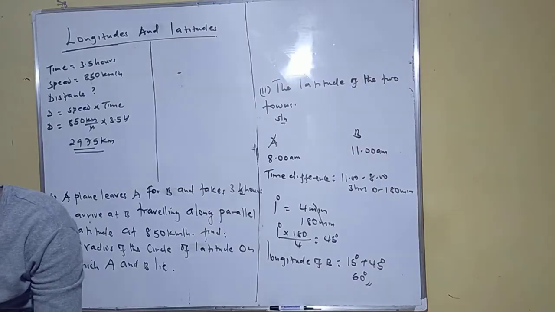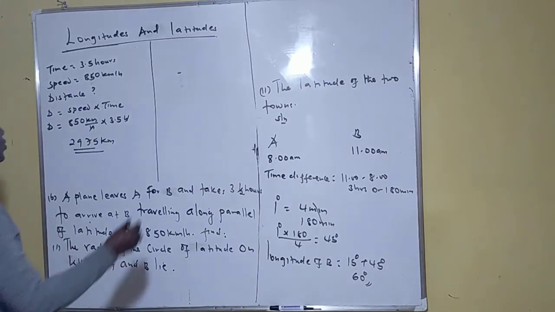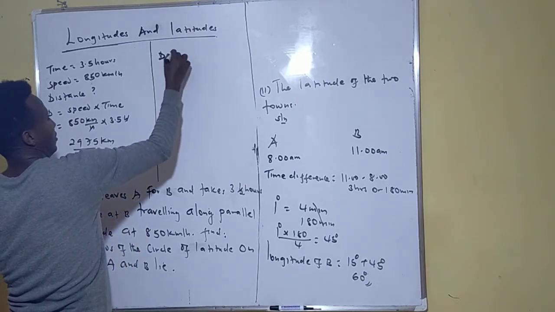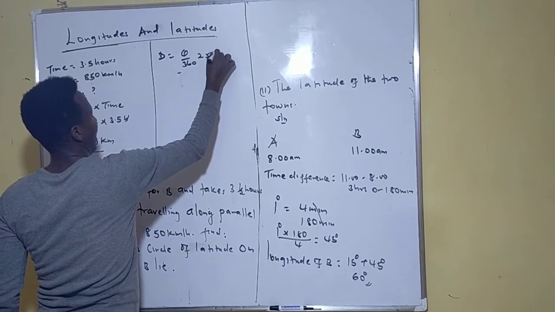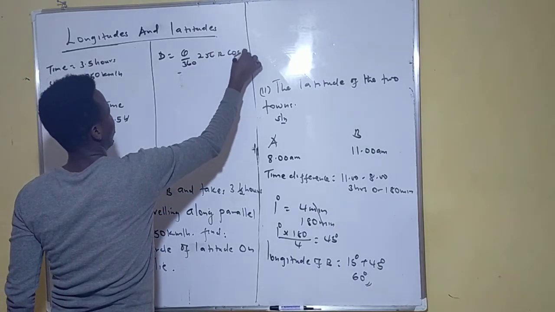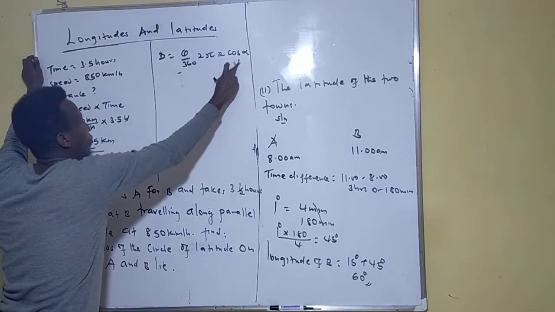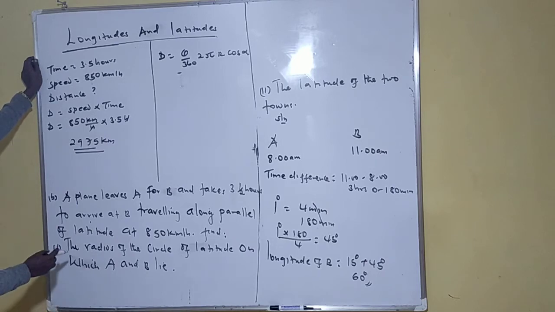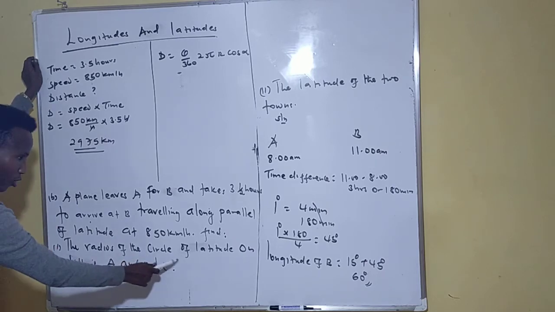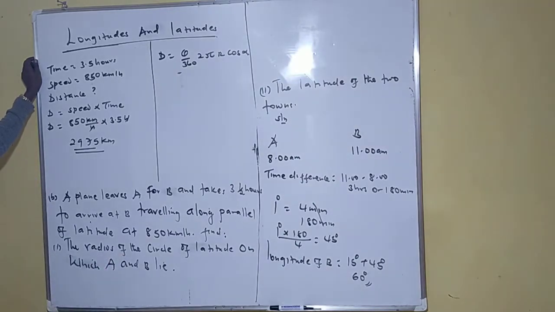But remember, they are on the same latitude. Just understand that. So distance along a latitude is gotten as what? Distance is equal to theta over 360 times 2 pi r cos alpha. So from there we have distance. We are lacking alpha. We are told the radius of the circle of latitude on which A and B lie. We cannot get the radius unless we get the latitude. So first we are going to get the latitude.